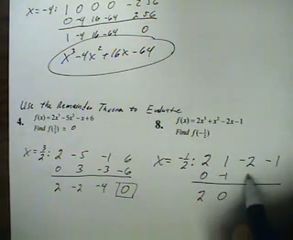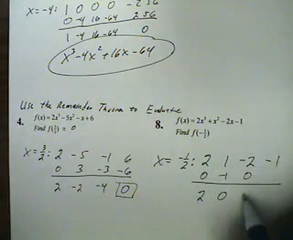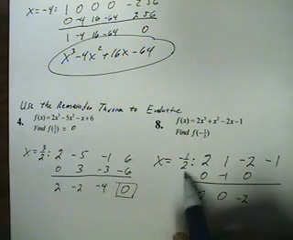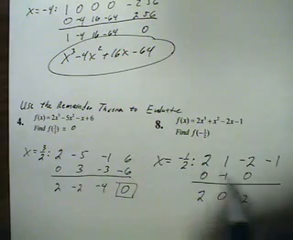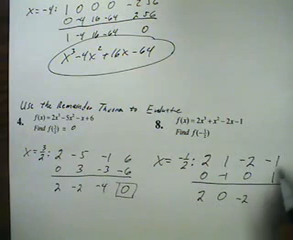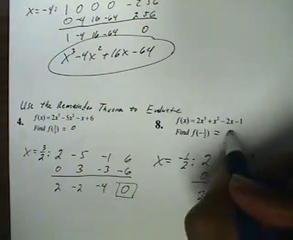Negative 1/2 times 0 is 0. Negative 2 and 0 make negative 2. 2 divided by negative 2 is negative 1 times negative 1 is positive 1. Negative 1 and 1 makes 0. So the remainder is 0. That means that this evaluates to 0.